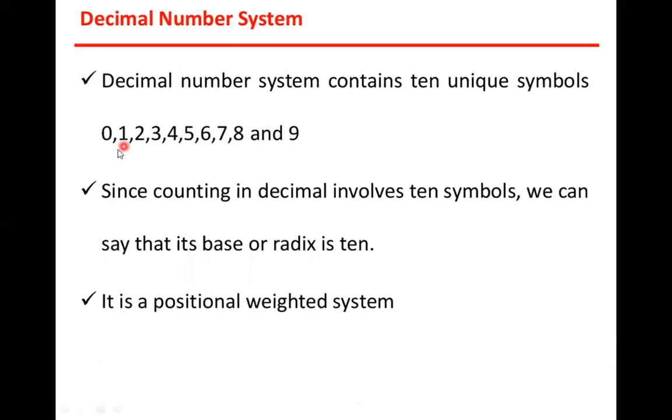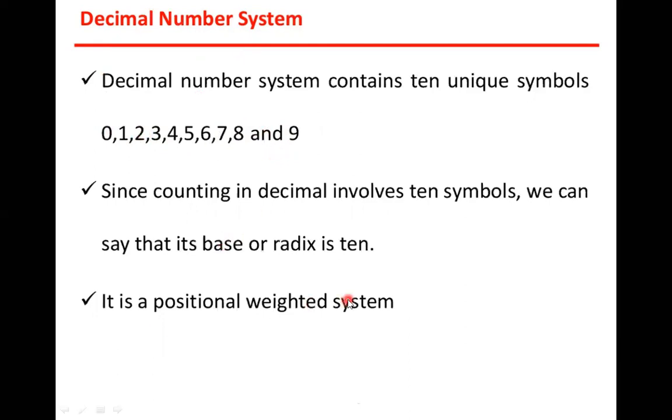So if you club all of them together, these are 10 numbers. Since counting in decimal involves 10 symbols, we can say that its base or radix is 10. That's how the base is categorized. The total number of symbols in this particular number system is nothing but its base, or what is called the radix. Because if we count from 0 to 9, the total is 10. So for the decimal number system, the base is 10.